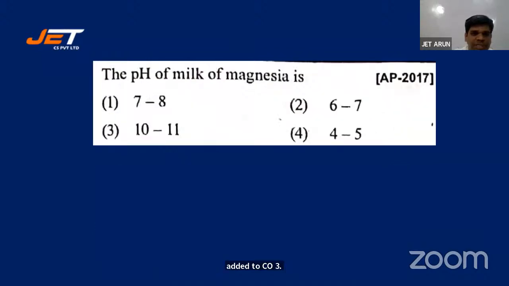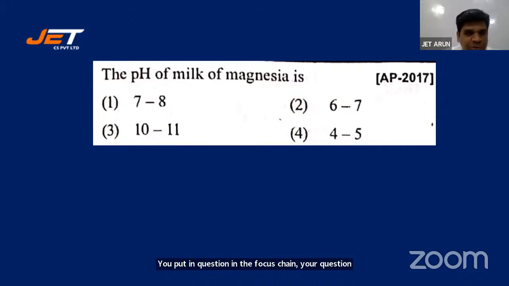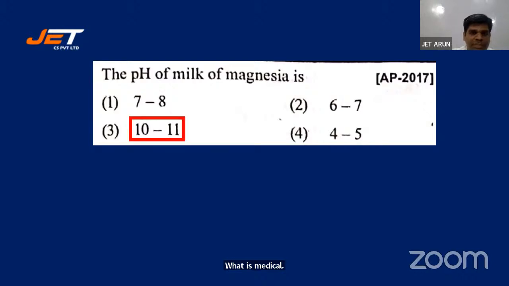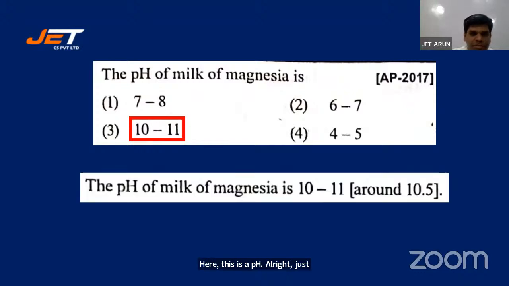The pH of milk of magnesia. Okay, let's get back to that question again. Focus on this question now. I'll make a note of it. What is milk of magnesia? Magnesium hydroxide. Here, this is the pH. All right, just memory based. You have to remember this one. 10 to 11. 10.5 is the pH value of milk of magnesia.